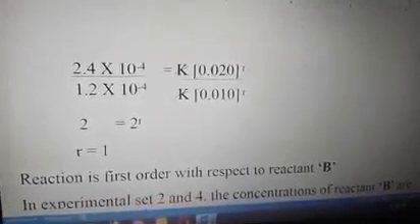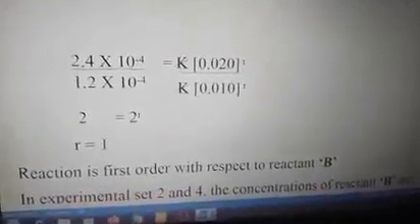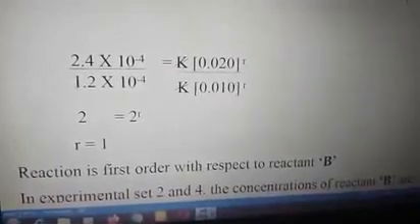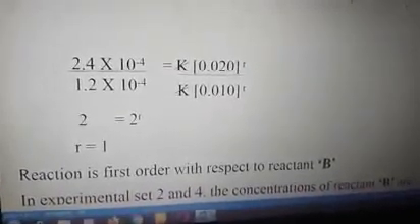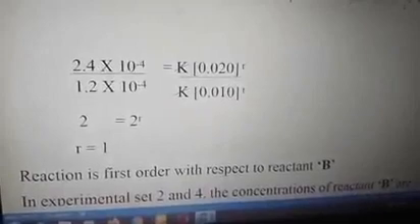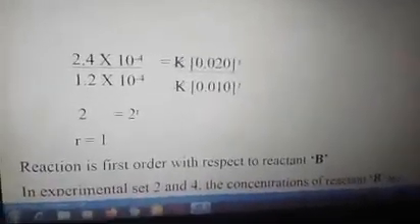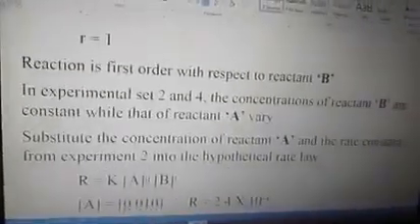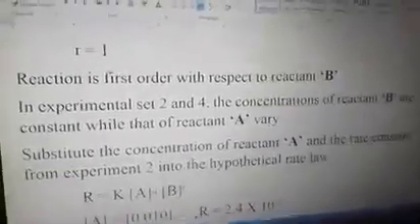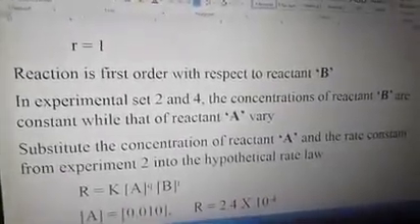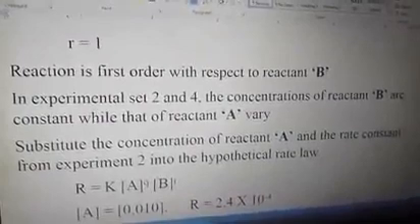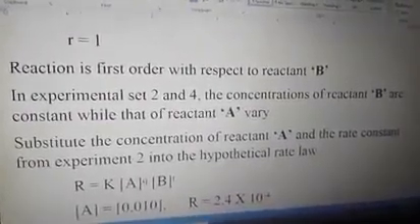But now it is raised to the power R. So equating bases, equating exponents, the base 2 cancels on each side, then R is equal to 1. That means the reaction is first order with respect to B. So we have gotten R, and that R is an exponent on B. So our reaction is first order with respect to B.